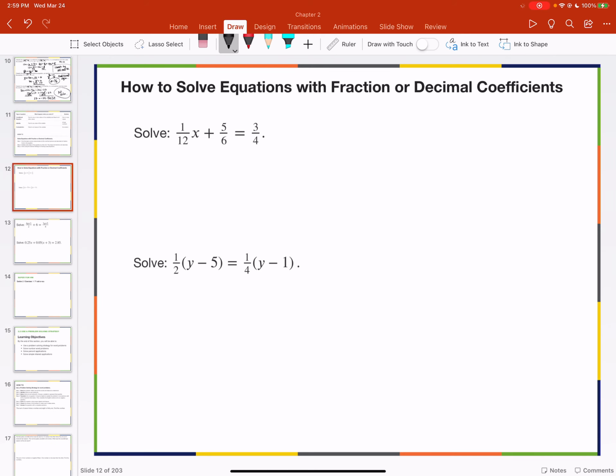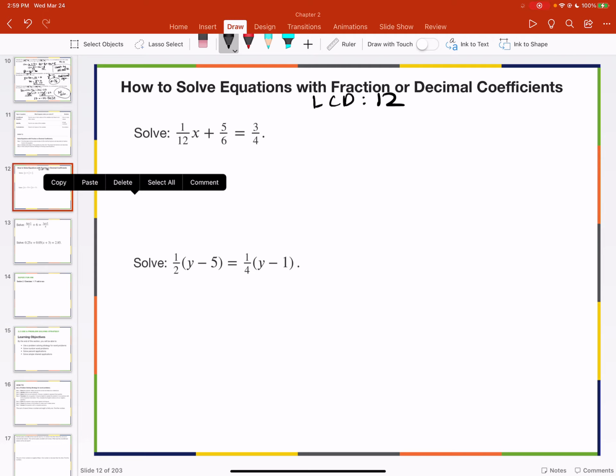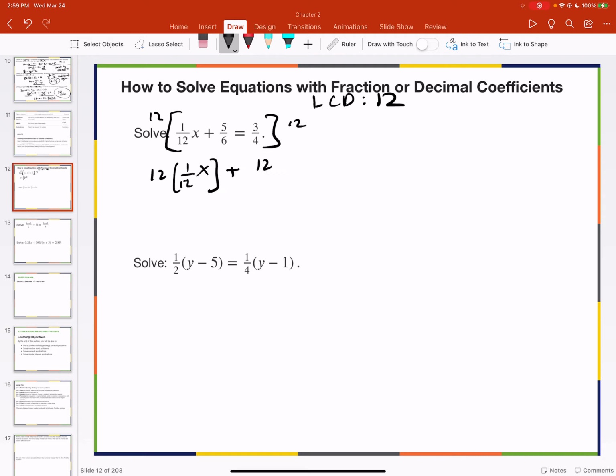Let's say we have 1/12 x plus 5/6 equals 3/4. The LCD for 12, 6, and 4 is 12, okay? They all divide into 12. That's the least common. So I'm going to multiply everything by 12, both sides. So that's going to be 12 times 1/12 x plus 12 times 5/6 equals 12 times 3/4.